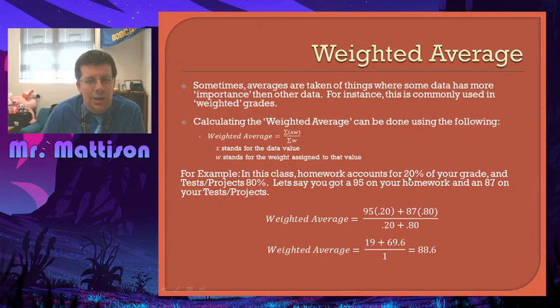If I have 20% of my grade is homework and 80% is tests and projects, which is what this class does. If I get a 95 on my homework and 87 on my test, I do that 95 from my homework times 0.20 of my grade plus 87 times 0.80 of my grade. Do all that out, and then it's over 1, because 20% and 80% is 1, and then I would get, hey, my grade for the class is an 88.6. So, that's the process. Don't stress out about that. As long as you get how this part works, that's all we really need for weighted averages.